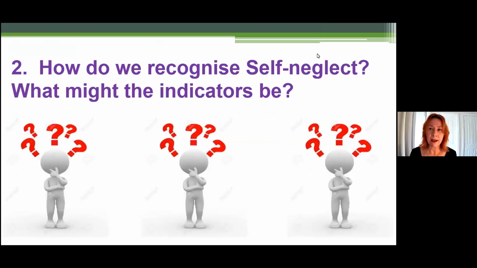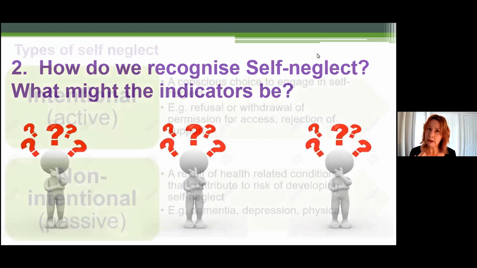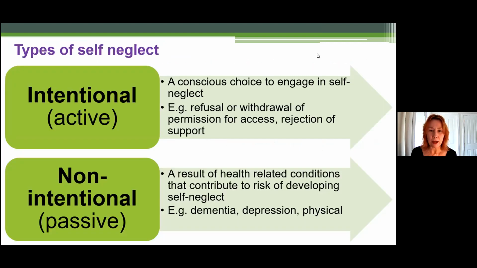So how do we recognise self-neglect? What might the indicators be? In the definition, we had intentional and non-intentional self-neglect mentioned. Intentional self-neglect is active. That can be a conscious choice to engage in self-neglect. So that might be where someone is refusing services, or they're withdrawing permission for access for carers to come in. They're rejecting support.